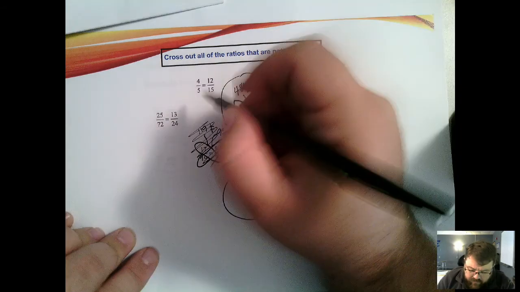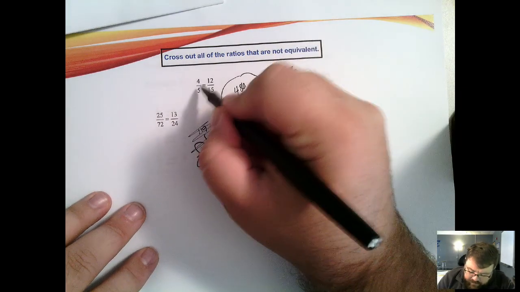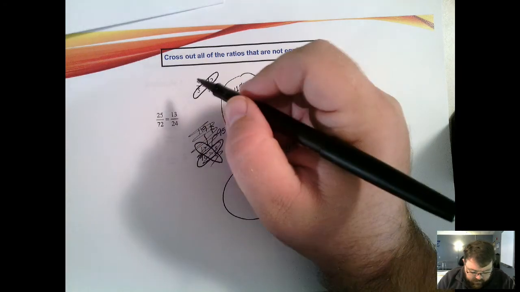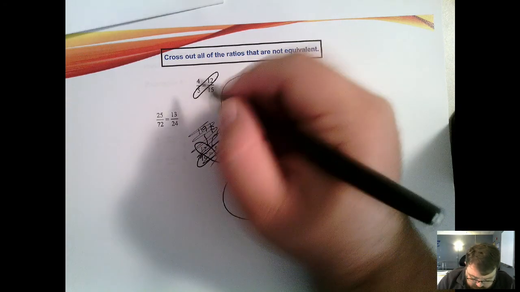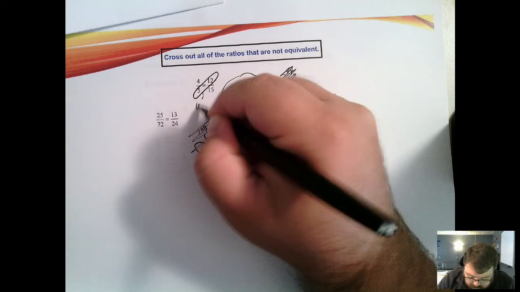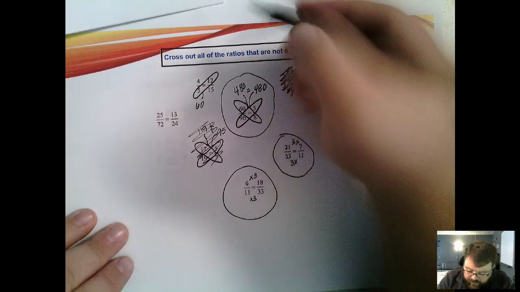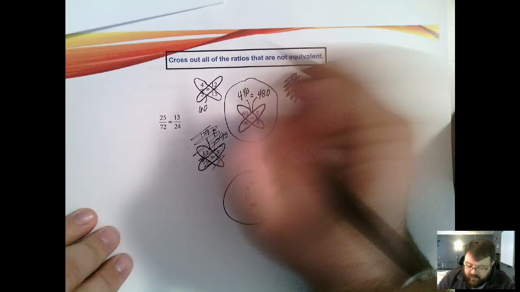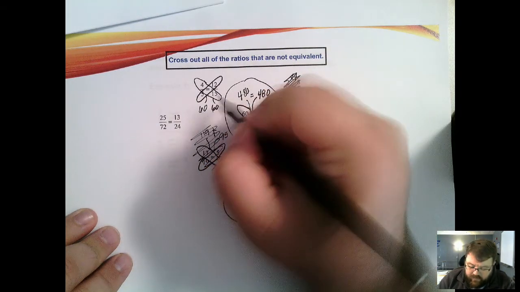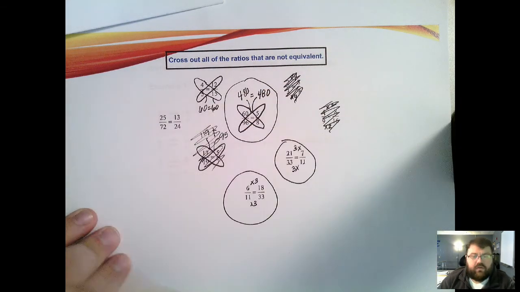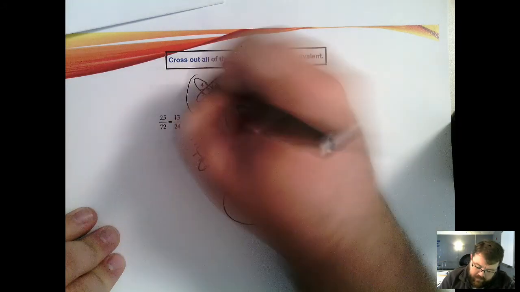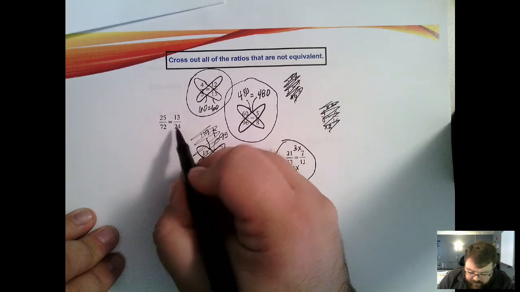Let's do the butterfly method real quick. 5 times 12. 5 times 12 is 60. 4 times 15. 4 times 15 is 60. Since these are equivalent, then yes, they do form a proportion. Last one.